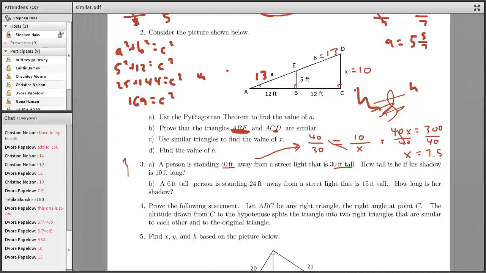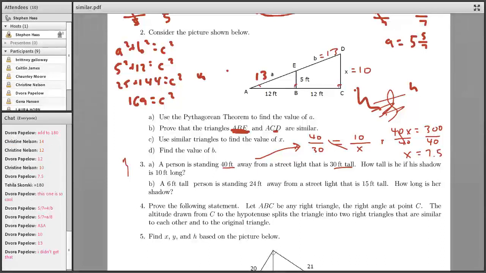Okay, let's try B. B is really the same exact problem, except slightly different. A 6-foot tall person is standing 24 feet away from a streetlight that's 15 foot tall. How long is her shadow? Either way, what we're trying to do is set up a ratio that corresponds each side's values.